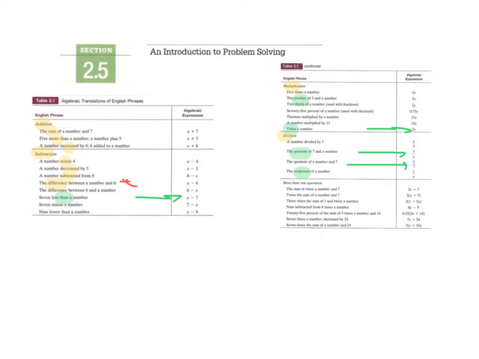Then we have things that have more than one operation, and all that means is we use parentheses. So if we have the sum of twice a number, but we have twice the sum of a number, we have to put the parentheses when we're multiplying. So this one, we need the parentheses. If you look over here, we have parentheses. So we're going to take these and solve some problems.